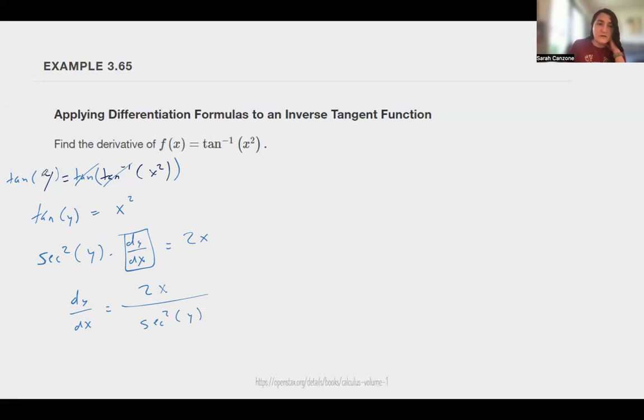And then I can go ahead and re-plug back in y. So I'll rewrite y equals arctan of x squared because it looks a little bit tricky here because I just immediately took the tangent of that function. And so this is actually also 2x over secant squared of the arc tan of x squared. And this is going to be your final answer.